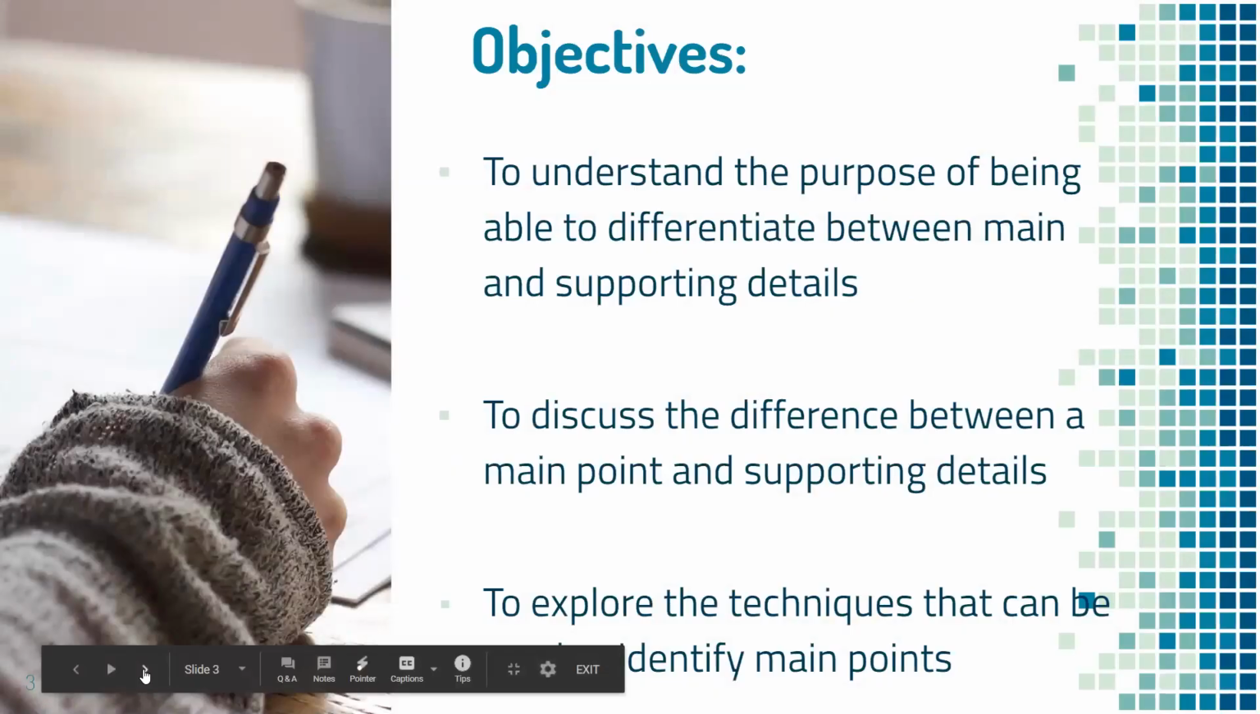And so our objectives for this session are first, to understand the purpose of being able to differentiate between main and supporting details in writing. We also want to discuss the difference between main points and supporting details. And finally, we want to explore a few techniques that you can use to help to identify the main points in longer pieces of writing.